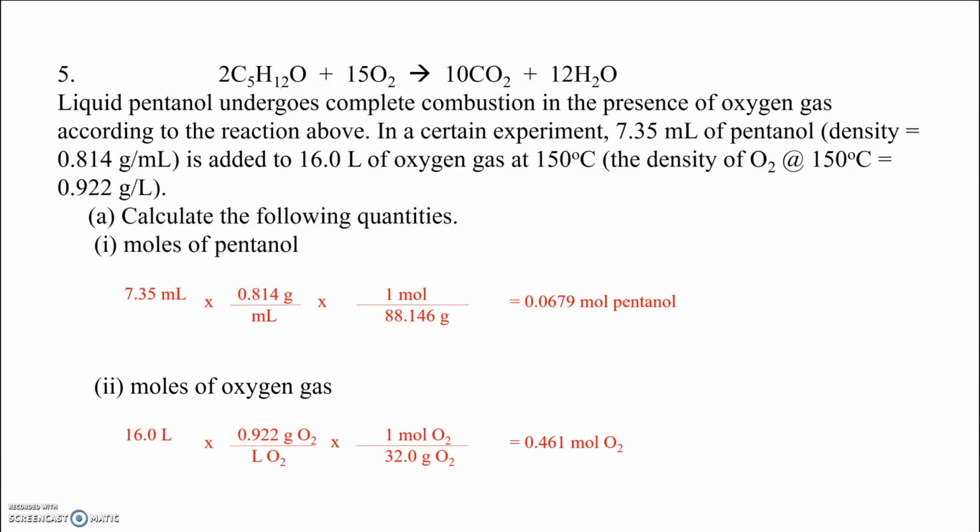Part 2, we need to get the moles of oxygen gas. Well, we're given 16 liters, and we're given the density of oxygen, 0.922 grams of oxygen per liter of oxygen. So liters cancel out. And now I have grams of oxygen, and I can divide by the molar mass, but it's oxygen gas, which would be O2, not monoatomic oxygen, which would be 16. So 0.922 divided by 32 times the 16 liters originally that I have is 0.461 moles of oxygen.